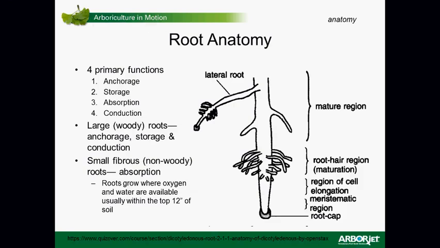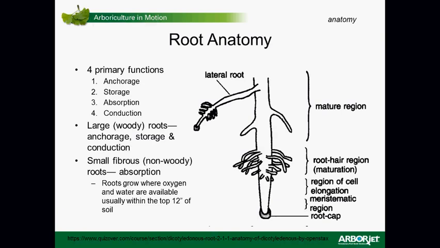Okay, so root anatomy, what are roots for? Well, they're for anchorage, storage, absorption, and conduction. Generally, the larger woody roots are for anchorage and storage, but not absorption. So just think of those larger roots as the highway. The small fibrous non-woody roots are where absorption occurs. So these non-woody roots, which are ephemeral, they're shed by plants annually, by trees, and regrow. This is where the activity takes place in terms of absorption.